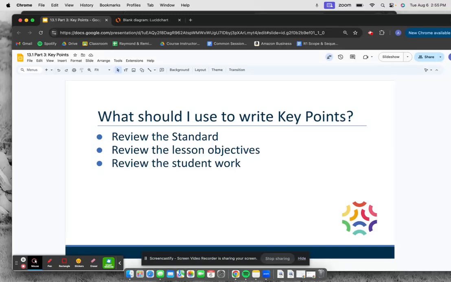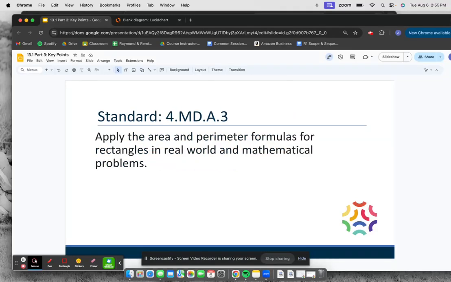When we're writing key points, it's important that we review some materials that are given to us in our curriculum. So, we'll want to review the standard, the lesson objectives, and the student work. So now that we have a really brief idea of what key points are and how to write them, we're going to look at standards, lesson objectives, and student work in order to show you an example of strong key points. So the standard that the lesson objective and student work will align with is here.